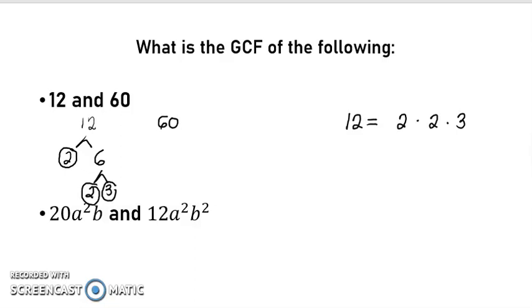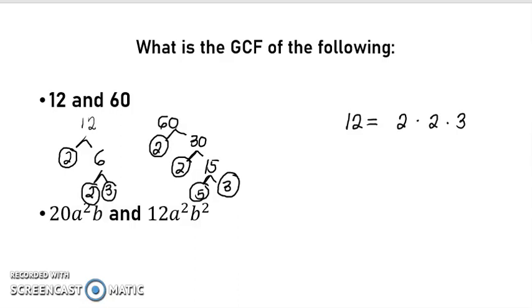60 is also an even number. Therefore, we can say that one of its factors is 2. And 60 divided by 2, we have 30. This is also divisible by 2. And 30 divided by 2 is 15. Now, since 15 ends with 5, therefore, we can say that this is divisible by 5, which is already a prime number. Now, 15 divided by 5 is 3, which is also another prime number or factor.